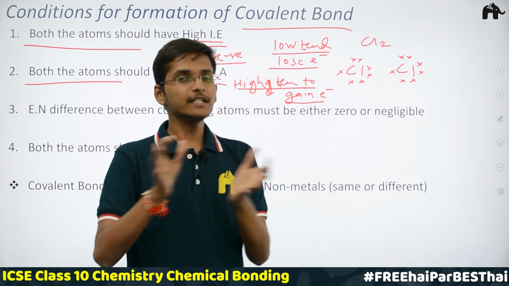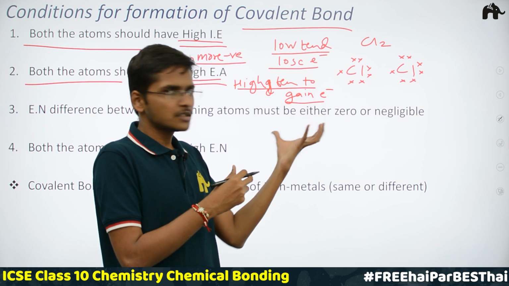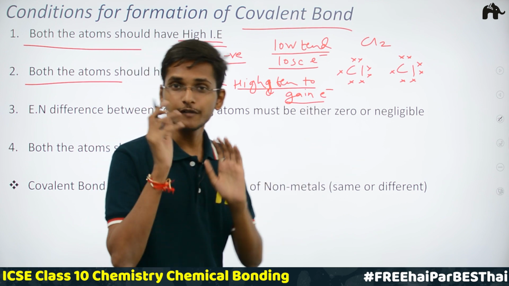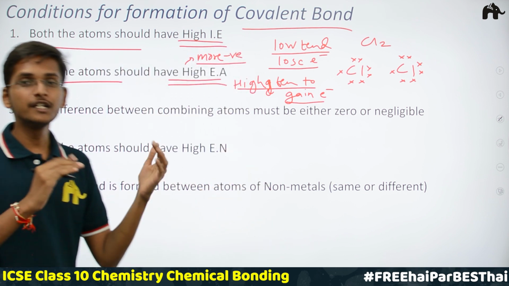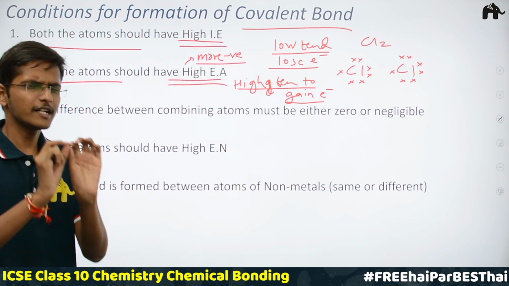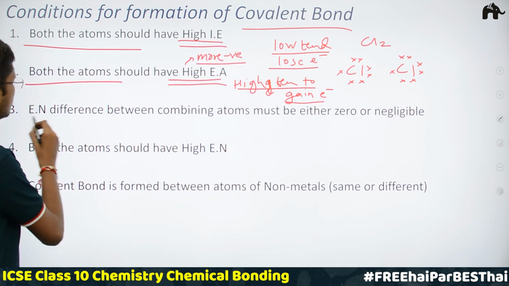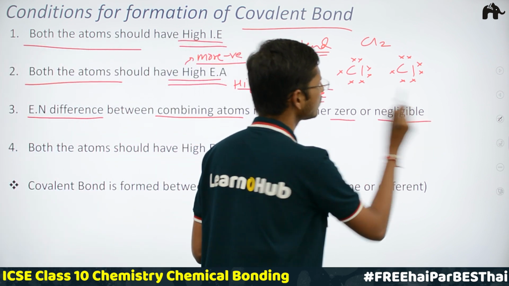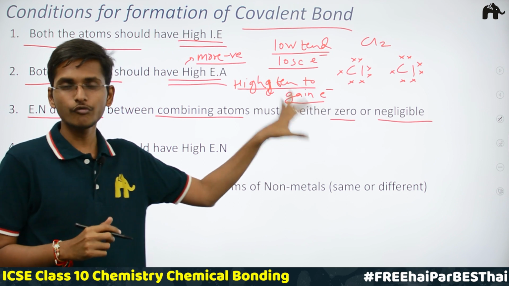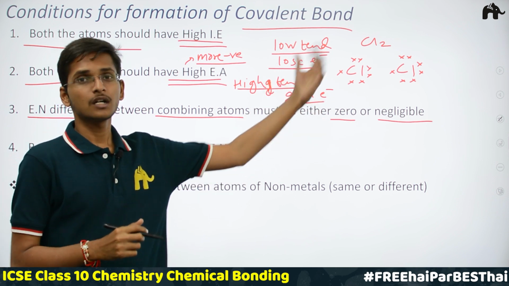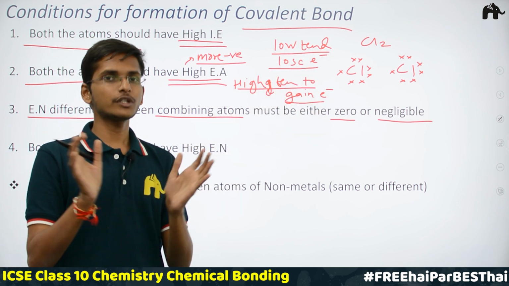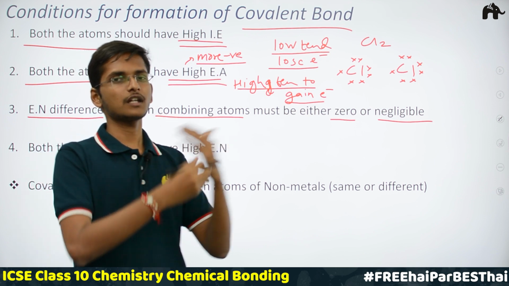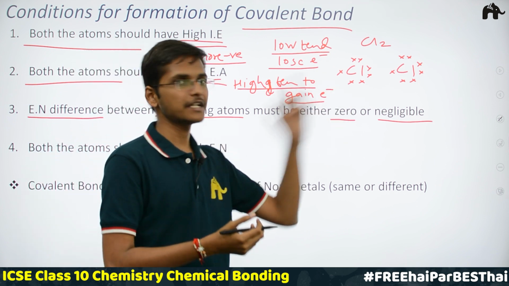Now this highly impossible transfer of electrons, what does it mean to us? Okay, we are going to correlate this with the difference in electronegativity. Let's make it simple. So the difference in electronegativity between the combining atoms must be 0 or negligible. Now how are we going to correlate this? With the absolutely zero tendency or very small tendency of transfer of electrons between the atoms.